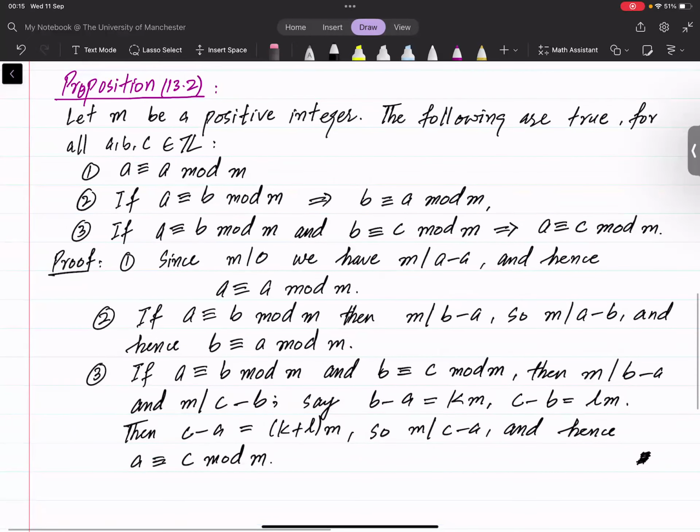Okay, perfect. Then later on in the next part of this chapter, we will talk about more arithmetic of congruences.